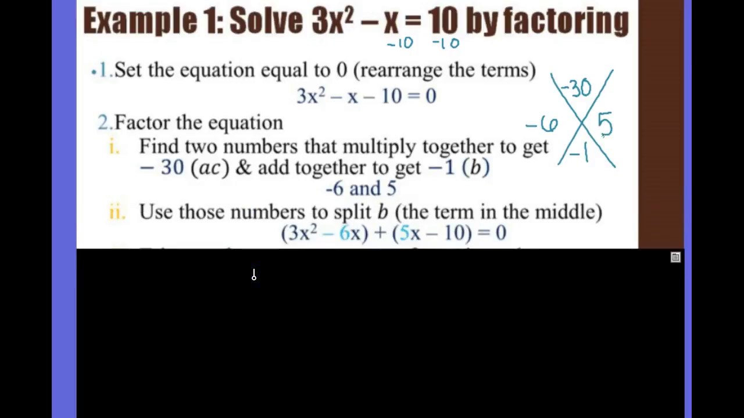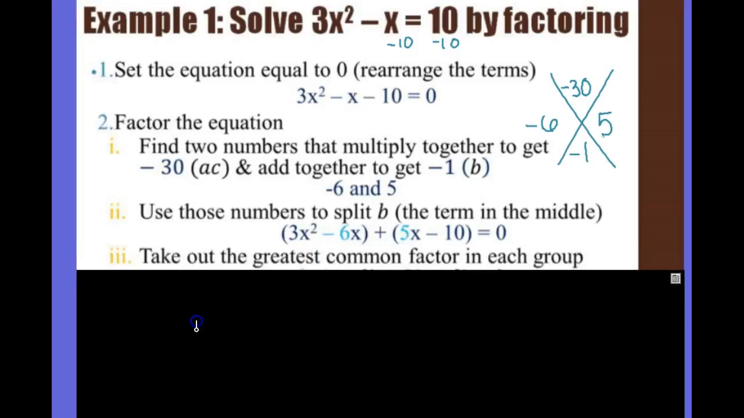So now replace the -1 with the -6 and the +5. So it's this line right here. We split that middle number, that -1, and we replace it with the -6 and the +5. This is the case where you always want to put the negative factor first, because it will make your factor by grouping easier. If you write -6 and +5, you don't have to worry about pulling out a negative number.